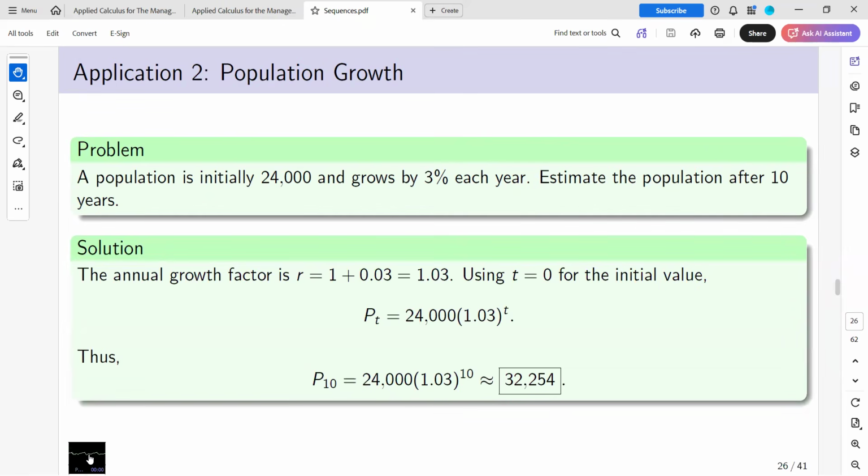A 3% increase means multiply by 1.03 each year. Because the initial population is assigned time 0, 10 years corresponds to exponent 10. Percentage growth compounds quietly and then suddenly acts surprised by the result.